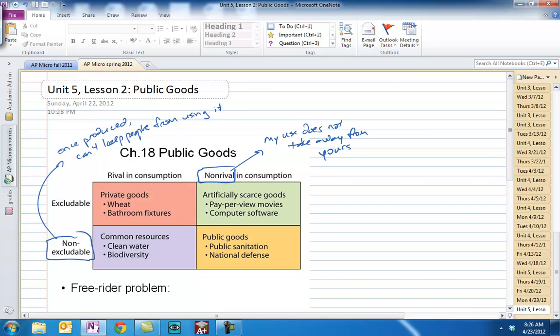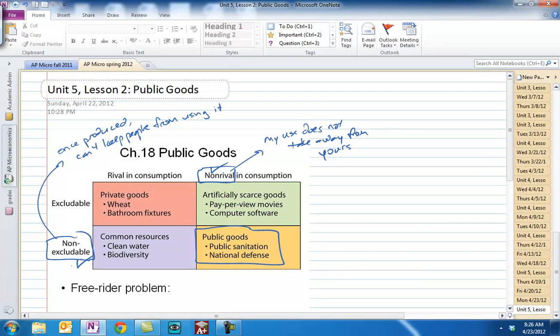If a good is both non-excludable and non-rival, that makes it a public good. Two other examples are down here: public sanitation, clean streets, clean neighborhoods, and national defense, protection of our country, and at a more micro level, protection of my individual lifestyle from attack by a foreign nation. Those are other examples of public goods.